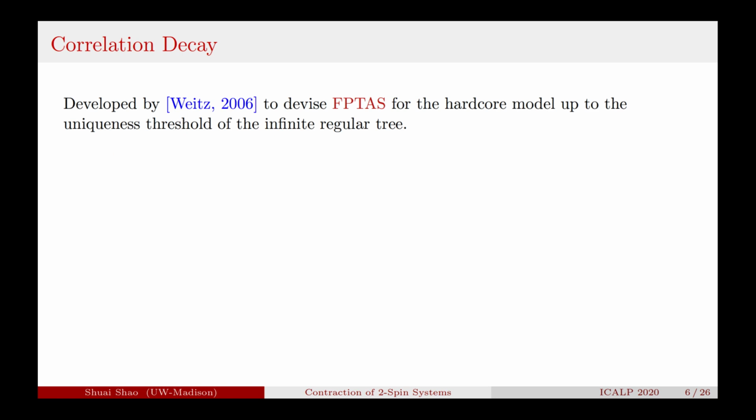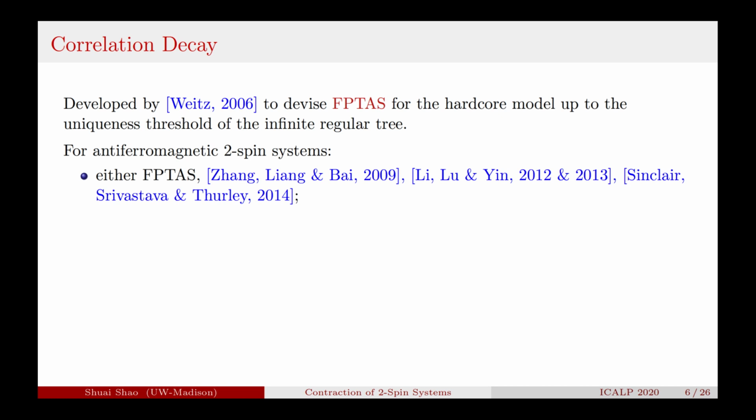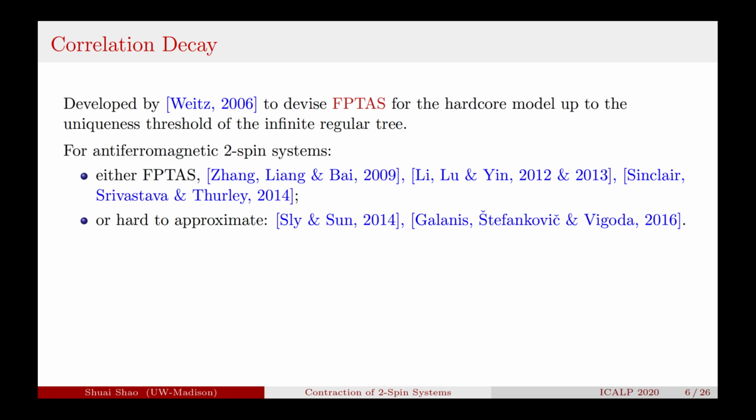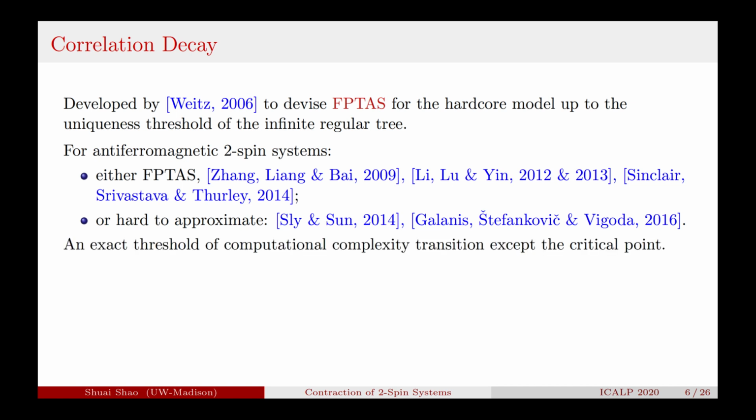And the correlation decay method was developed by Weitz. It gives an FPTAS for the hardcore model up to the uniqueness threshold of the infinite regular tree. And it turns out that this technique is very powerful for antiferromagnetic two-spin systems. There are many FPTAS results obtained for this setting, and also there are some hardness results. Combining these FPTAS results and hardness results, an exact threshold of computational complexity transition of the partition function of antiferromagnetic two-spin systems is obtained, except for the critical point at the threshold.